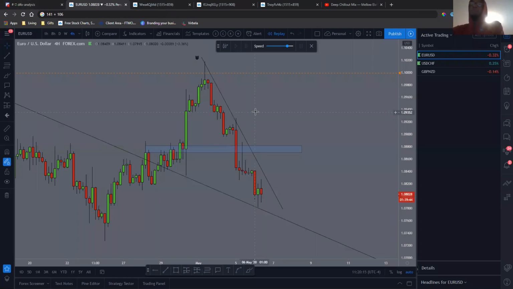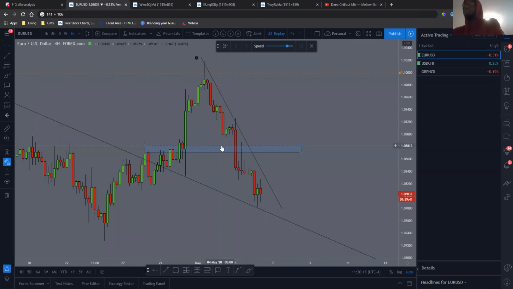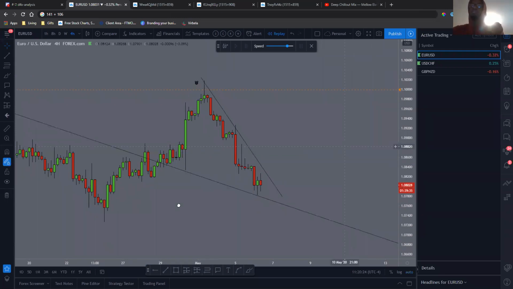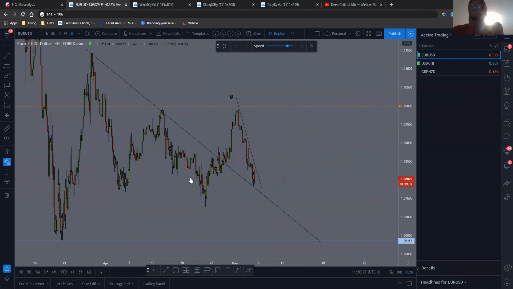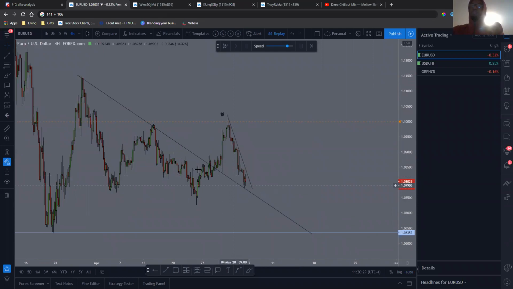A little update on EURUSD: it has not respected that level at all. It completely blasted through it. So now price is just on a downtrend. It's meeting this previous downtrend that we thought was broken, so we'll see how it reacts here. I'm not going to take any sell opportunity here.